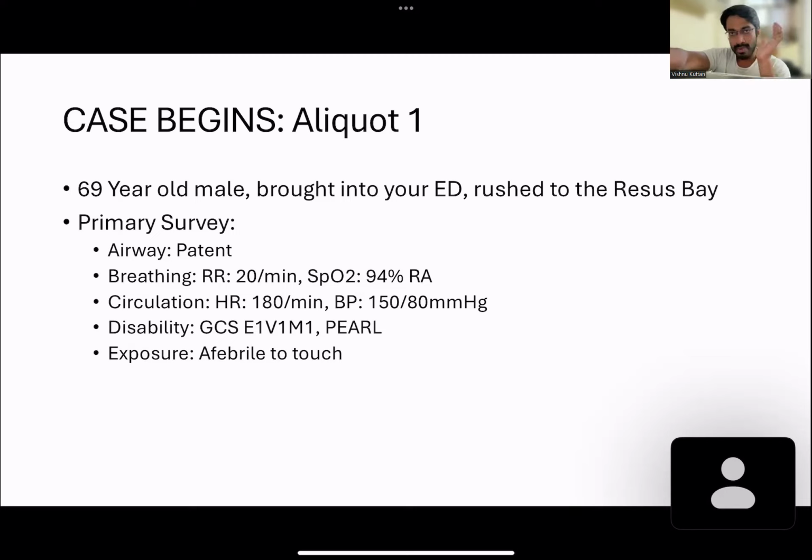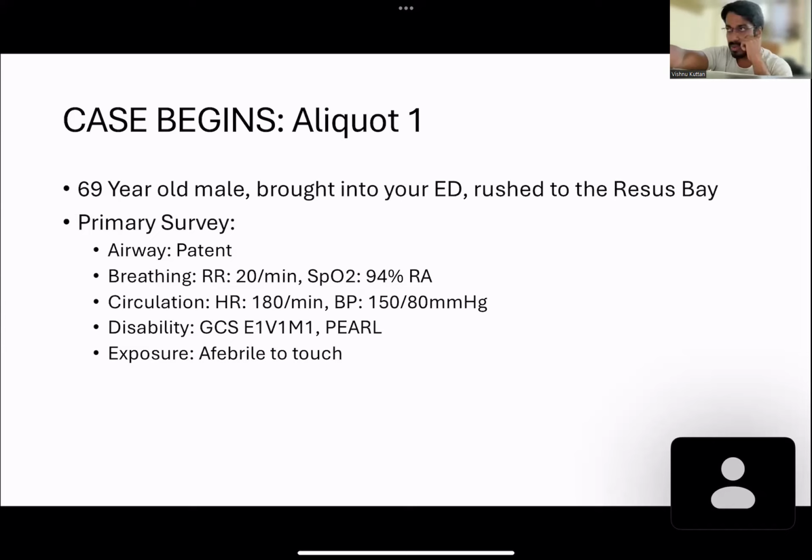By now, all of you might know what the first thing is that we do on seeing the patient. We do the primary survey. Here you can see that in the primary survey, the airway was patent. The patient had a respiratory rate of around 20, saturation in the 94 to 95 range. Circulation showed a heart rate of around 180 per minute. By that time, monitors were being connected, which showed a rate of around 140 to 180. Initial BP recording was around 150/80. You assess the GCS of the patient, it is E1, V1, M1.